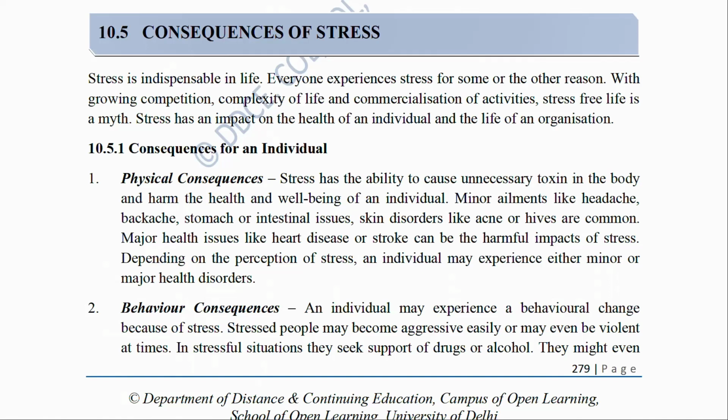10.5.1 Consequences for an individual. First, physical consequences. Stress has the ability to cause unnecessary toxin in the body and harm the health and well-being of an individual. Minor ailments like headaches, backache, stomach or intestinal issues, skin disorders like acne or hives are common. Major health issues like heart disease or stroke can be the harmful impacts of stress. Depending on the perception of stress, an individual may experience either minor or major health disorders.